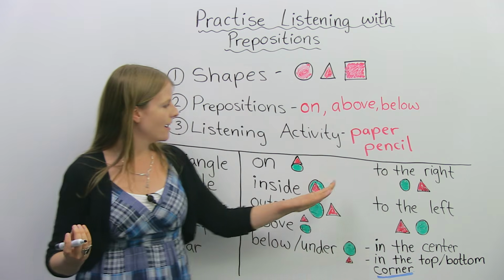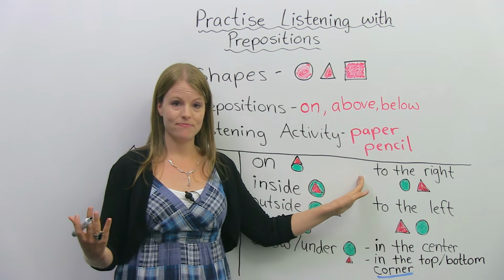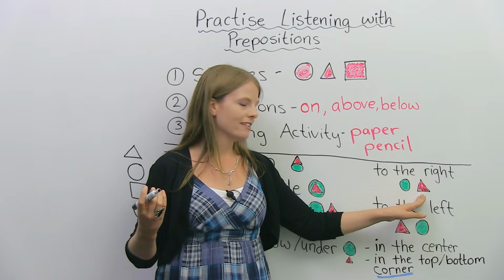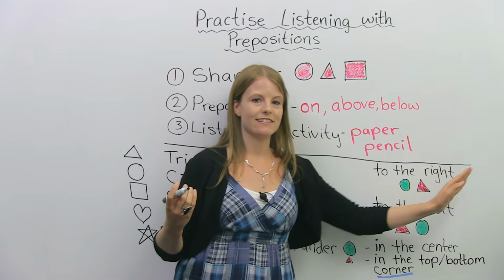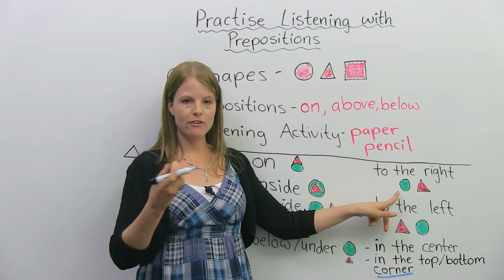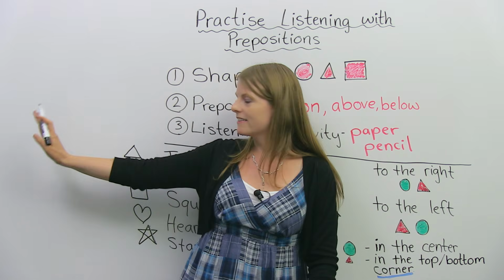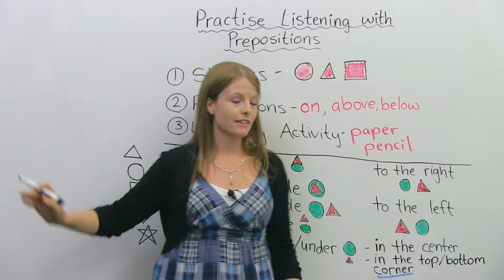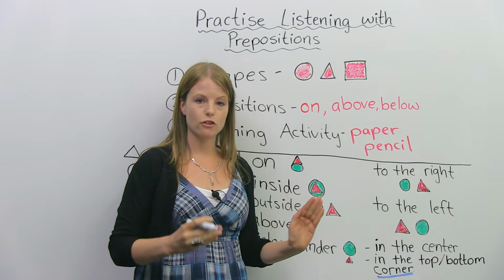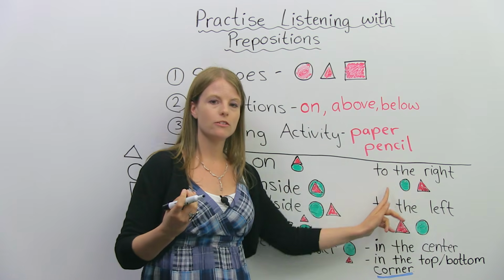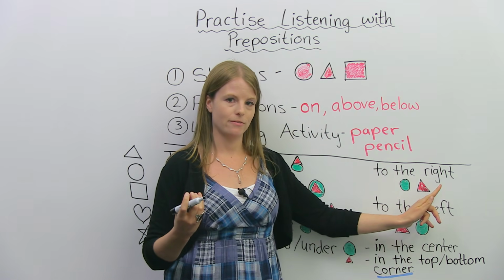Okay, and now we have to the right. We can say there is a triangle to the right of the circle. So notice how they're beside. This side is to the right, whereas this side is to the left. So if we look at the triangle is beside the circle, and it's also to the right of the circle.